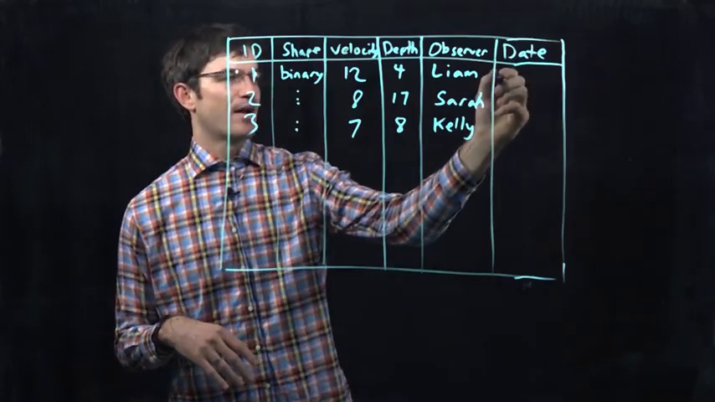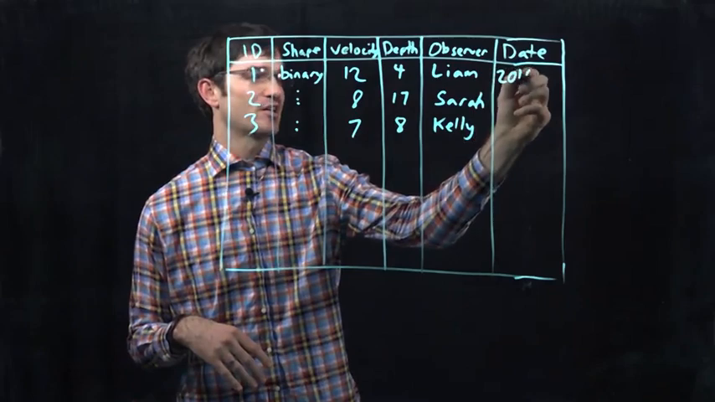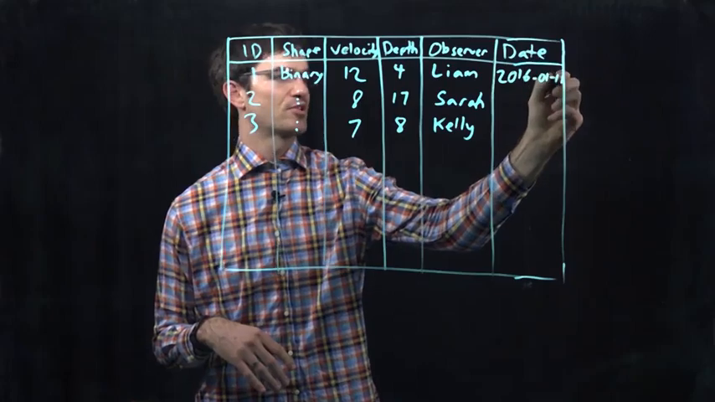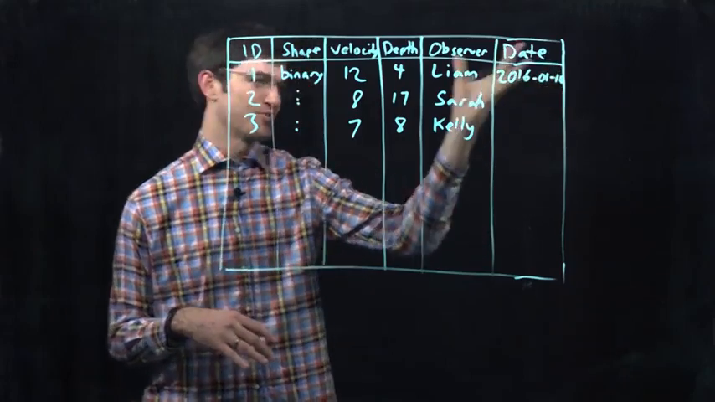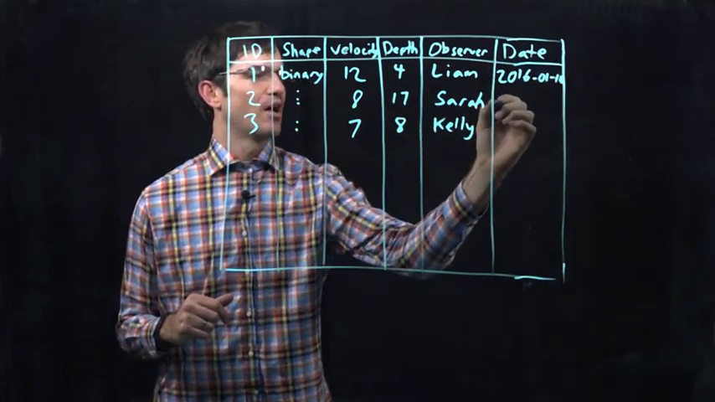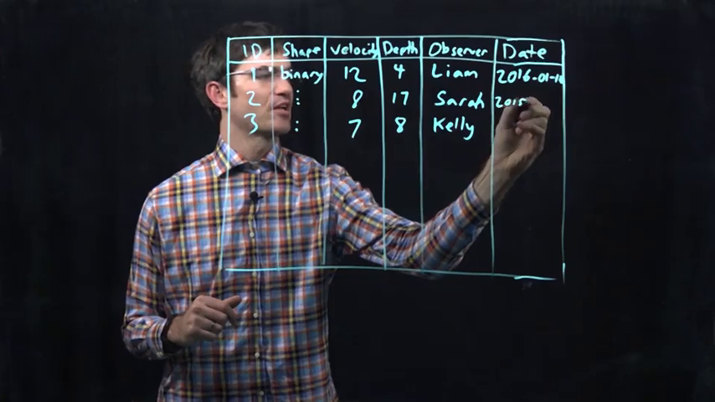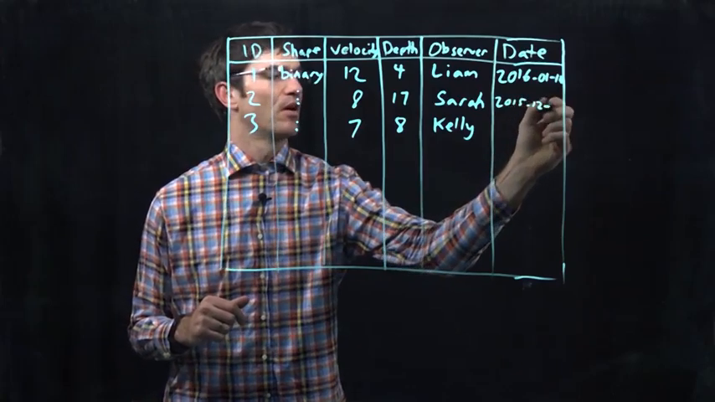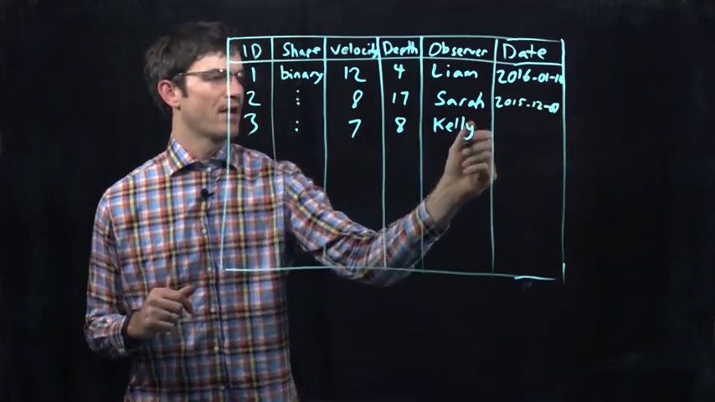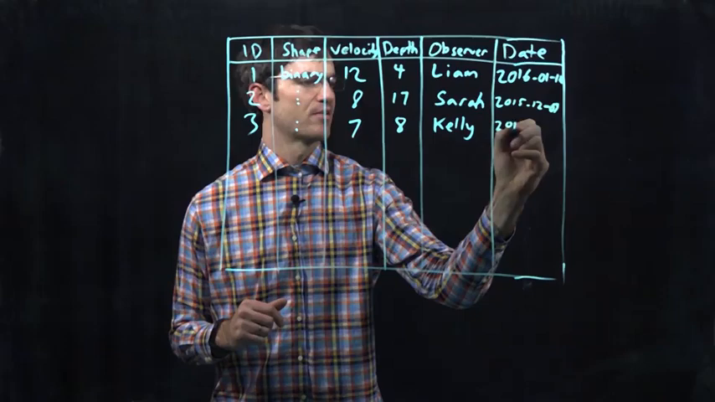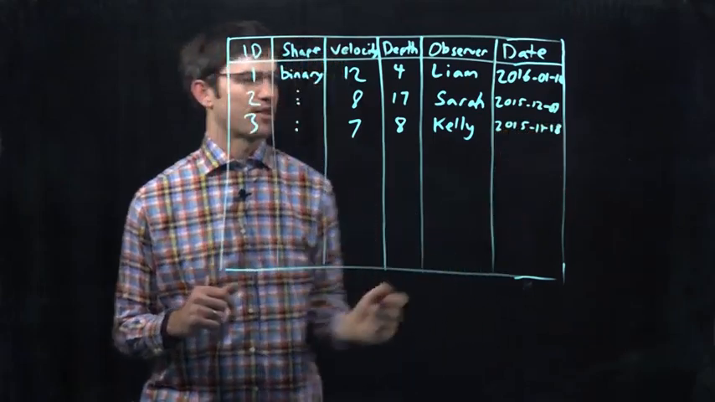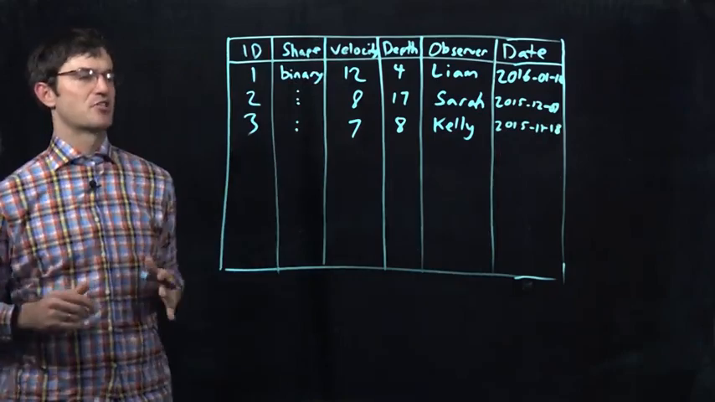And I'll put 2016-01-14, which it says 14 for today's date, and then we'll do 2015-12-07 there, and then we'll do 2015-11-18 or something like that for those observation dates.